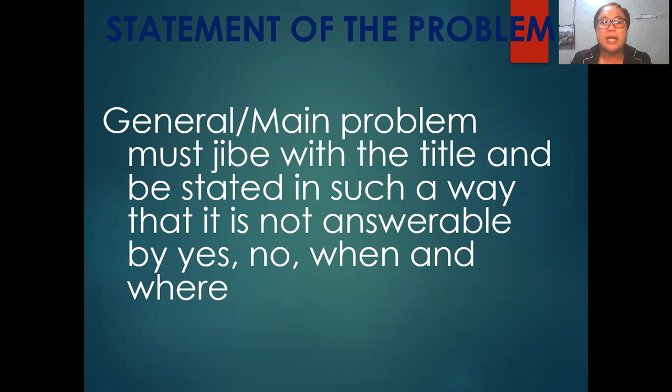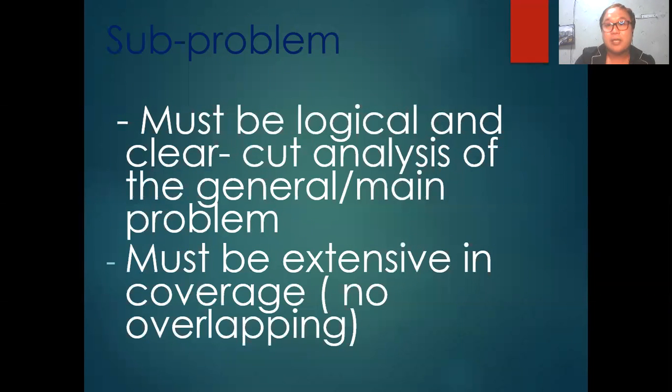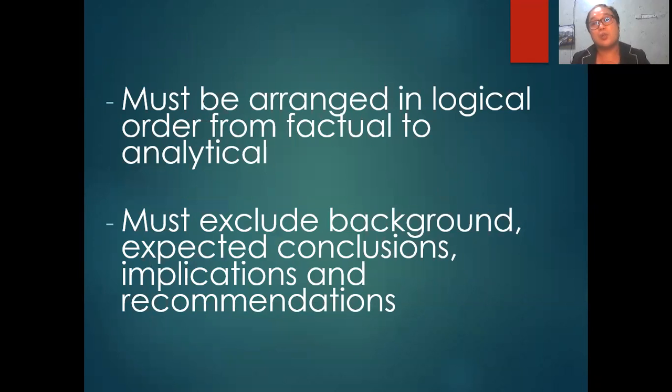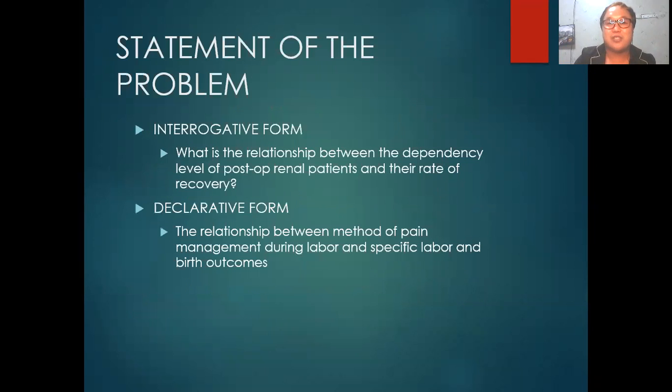It's the general and main problem, which must jive with the title and be stated in such a way that it is not answerable by yes or no, when and where. So the sub-problem must be a logical and clear-cut analysis of the general and main problem, must be extensive in coverage with no overlapping. Also, it must be arranged in logical order from factual to analytical. SOP is the statement of the problem. And it must exclude background, expected conclusions, applications, and recommendations.